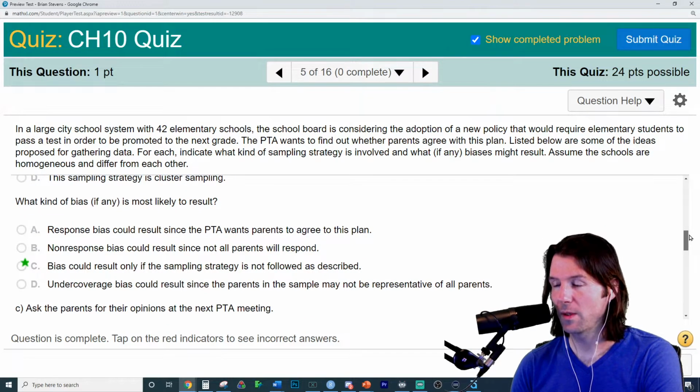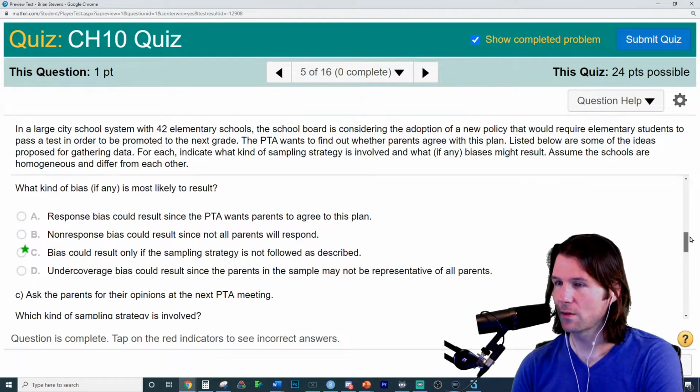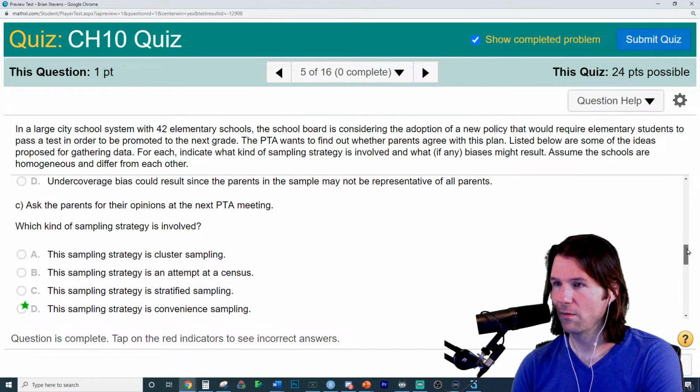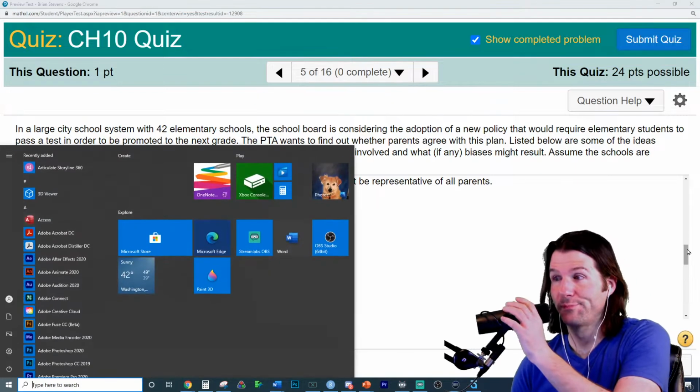Ask the parents for their opinions at the next PTA meeting. Is this the same voluntary one we got before? Because this sounds voluntary. Oh, no, that's going to be convenience. We already did this one, right? They said have a booth. This is either convenience or voluntary. So, yeah, it's going to be convenience. It's weird, because the other one was voluntary.